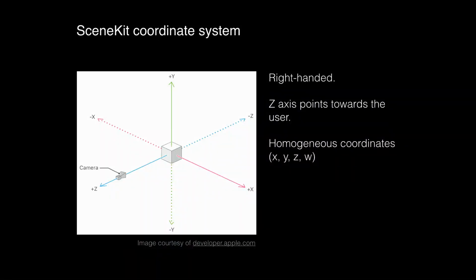SceneKit coordinate system is a 3D coordinate system with X, Y, and Z axes. The camera is positioned at plus Z direction and looks toward minus Z. The coordinate system is right-handed, the same as in OpenGL and Vulkan APIs. Coordinates are homogeneous coordinates. In addition to X, Y, and Z, there is a W coordinate which is used to represent transformations in a uniform way, so that scale, rotation, and translation could be represented by a 4x4 matrix.